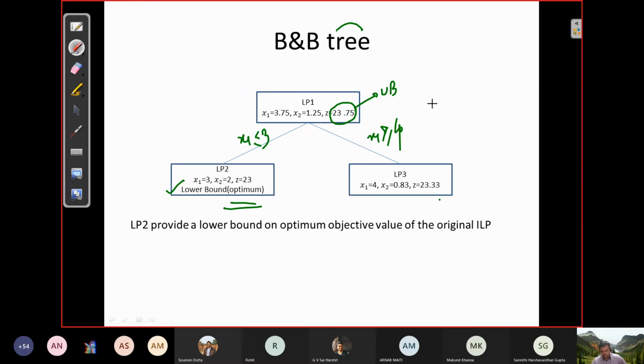You can choose breadth first versus depth first. So for example, you solve LP1, then LP2, then LP3, and then you explore LP2. Or you can go depth first, like LP1, then LP2, and then you further divide it. Then you come back after completely exploring LP2, you come back to LP3, right? So in any manner you can search this tree.